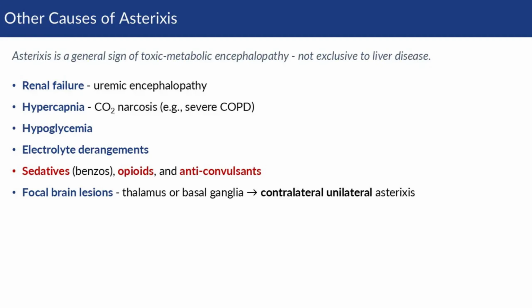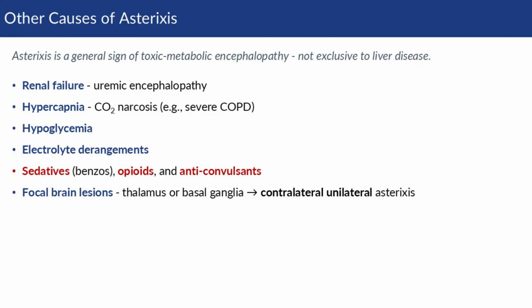Patients with severe chronic obstructive pulmonary disease, or COPD, may also display asterixis due to hypercapnia, which is often referred to as carbon dioxide narcosis. Other metabolic disturbances can also trigger this finding. Hypoglycemia is a classic example.